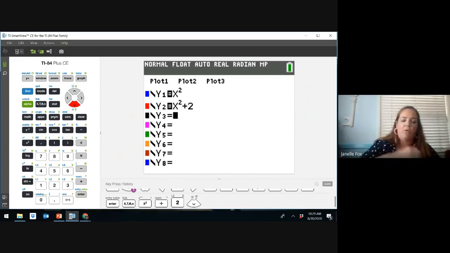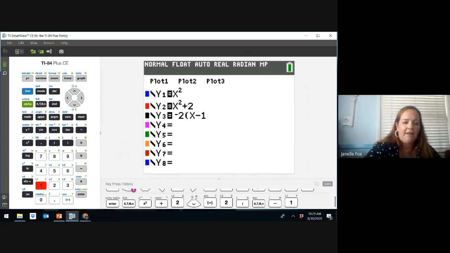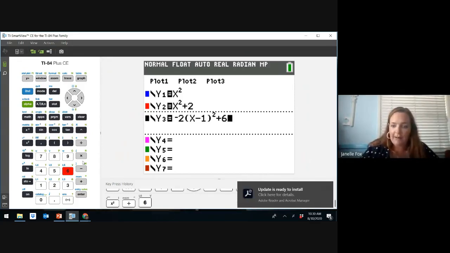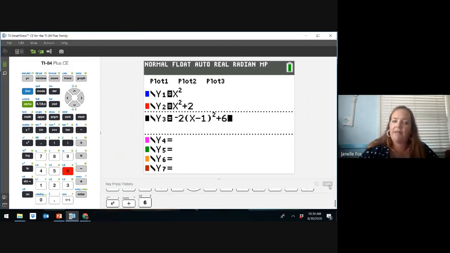This next one is going to be a more creative graph. I'm going to go -2, then parentheses, x minus 1, close my parentheses, hit squared, and then plus 6. As you look at these, you're probably saying to yourself, when I graph these, all of these are going to be parabolas, and you would be totally correct. Every single one of these is going to be a parabola.